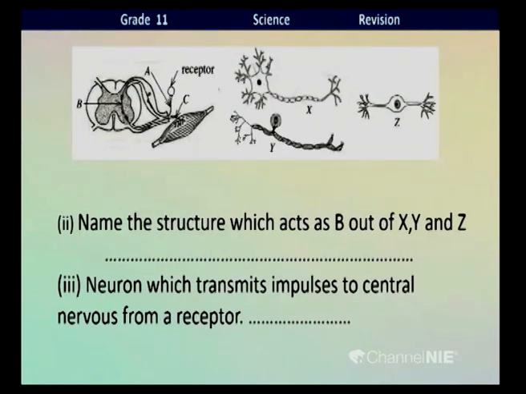Name the structure which acts as B out of X, Y, Z. Here, children, where is B? B is there in the reflex arc given in the corner, right? Just observe carefully the reflex arc. There are 3 neurons given as A, B, C. Neuron A is starting from the receptor.